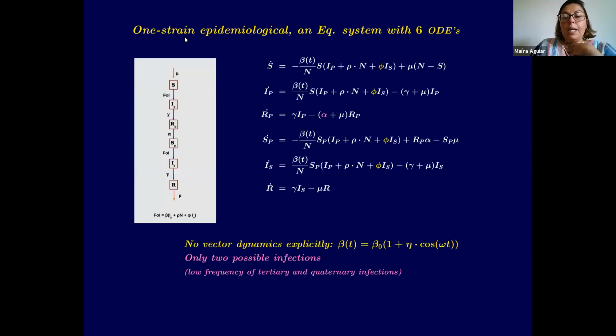We can analyze a minimalistic version where we have no strain structure. So we assume that secondary infections are caused by the same virus. So we have only one virus. Let's try to explain this in the state flow diagram. We divide the population into six classes. We have only one virus.